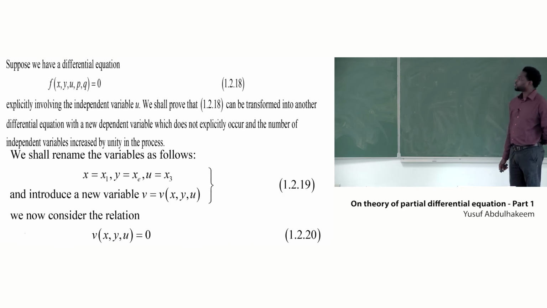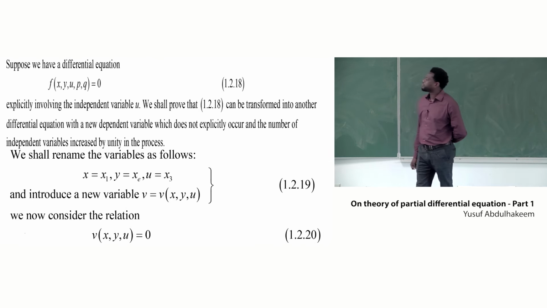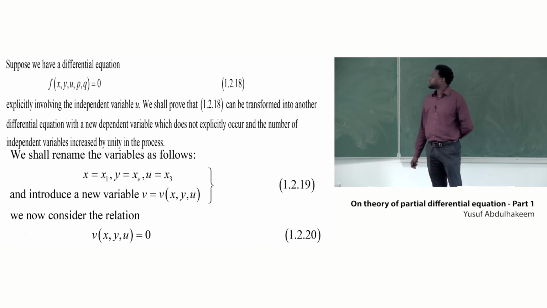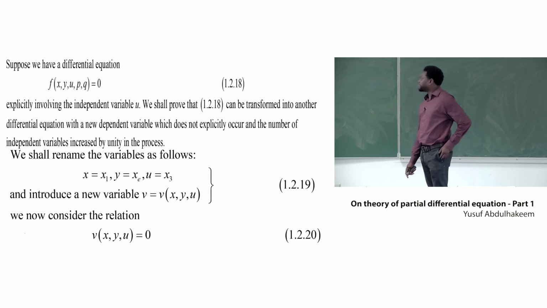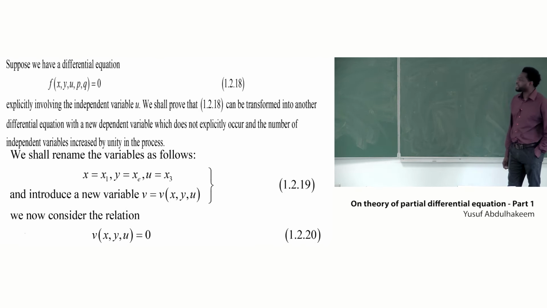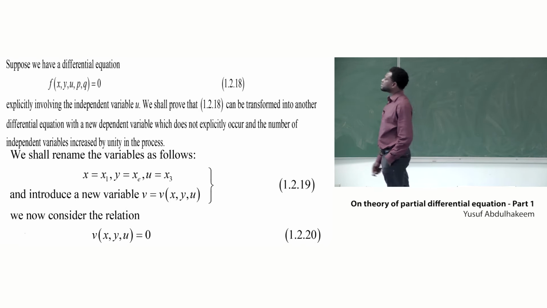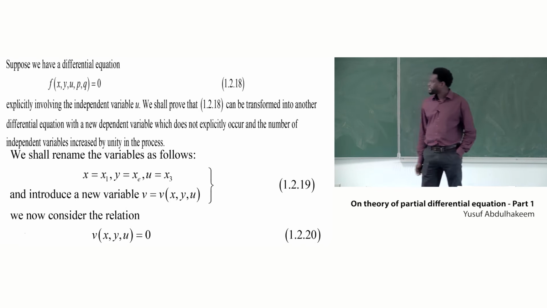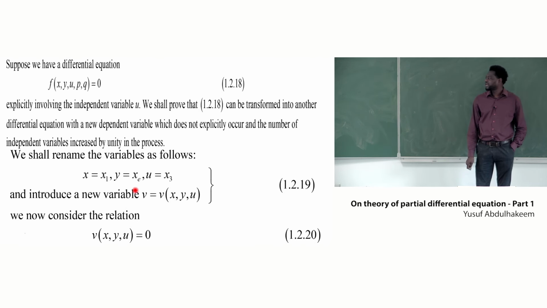So, supposing we have a differential equation in 1.2.18 explicitly involving the dependent variable u, here we shall prove that 1.2.18 can be transformed into another differential equation with a new dependent variable, which does not explicitly occur in it, with the number of independent variables increased by unity in the process. Then we shall rename the variables as follows: x is taken to be x1, y is taken to be x2, and u is taken to be x3.